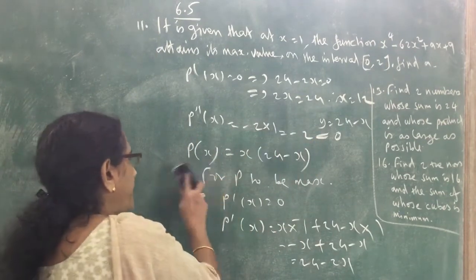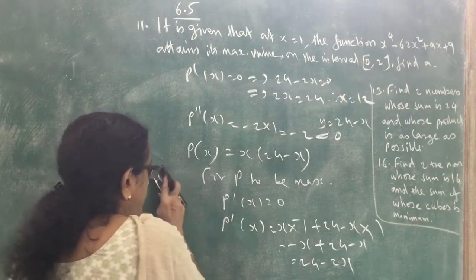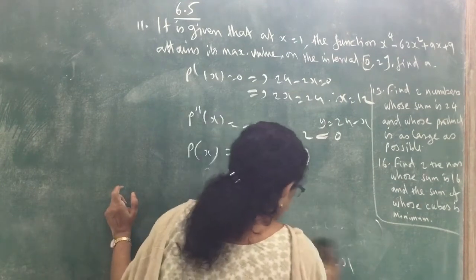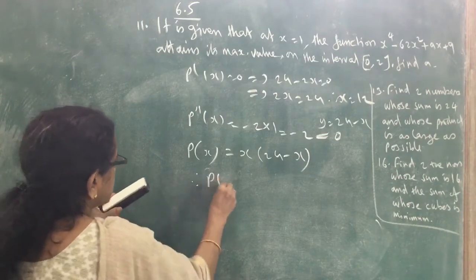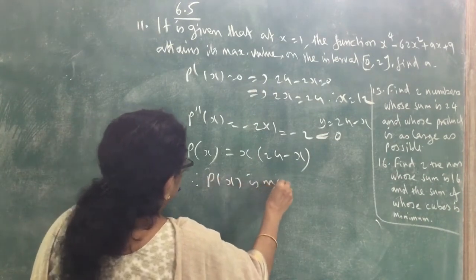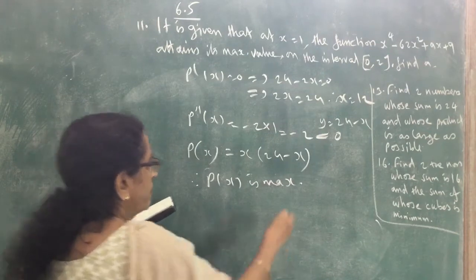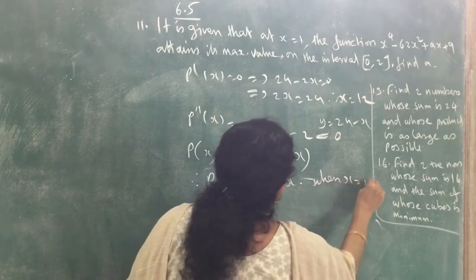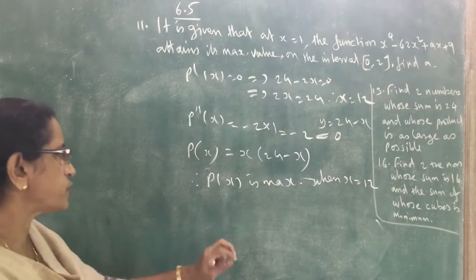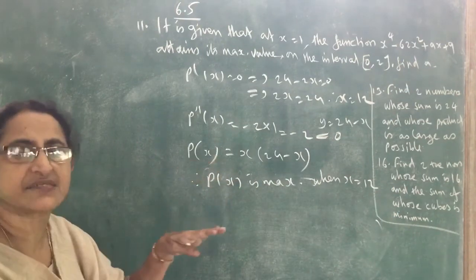So we got p of x. This is the p of x. So we can write, which is less than 0. Therefore, p of x is maximum. P of x is maximum when x is equal to 12. So when x equal to 12, p of x, that product is maximum.